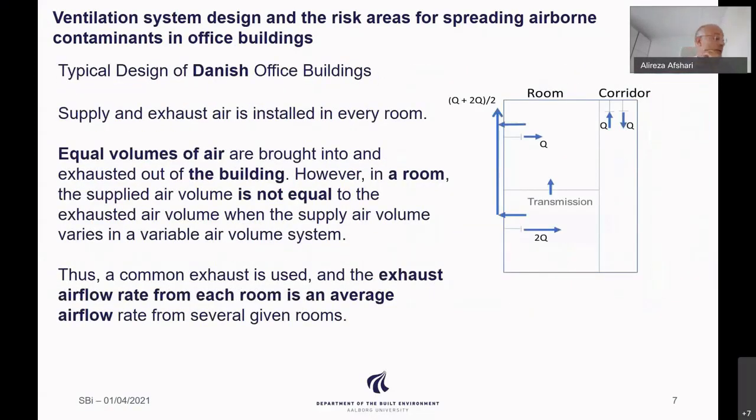Here is one typical design of a Danish office building. In this case, supply and exhaust air is installed in every room. But remember that in this case, equal volumes of air are brought in and exhausted from the building. Here it is not a question about the room, it's a question about the building. But in other cases, in another country, it is based on the room, which I will show you. So it's a different design in different countries.